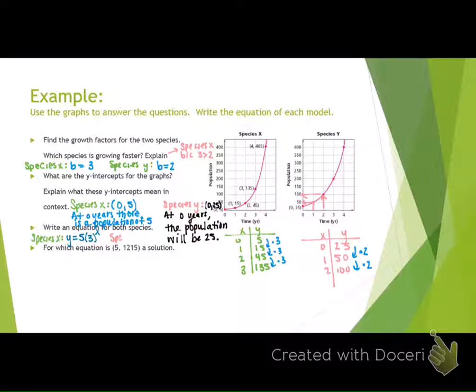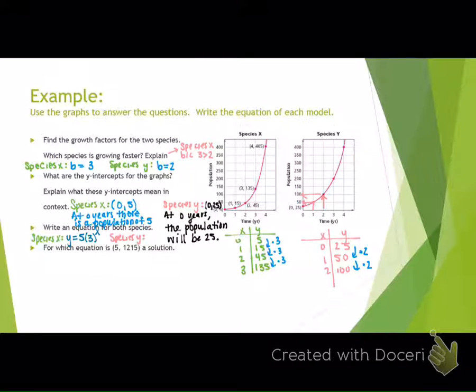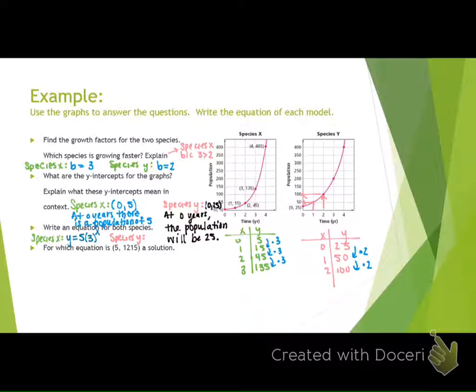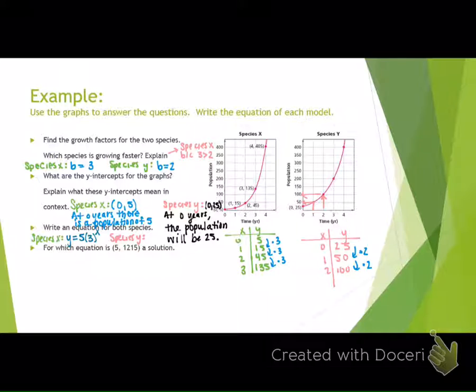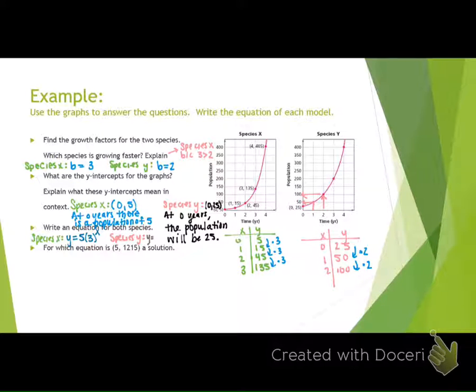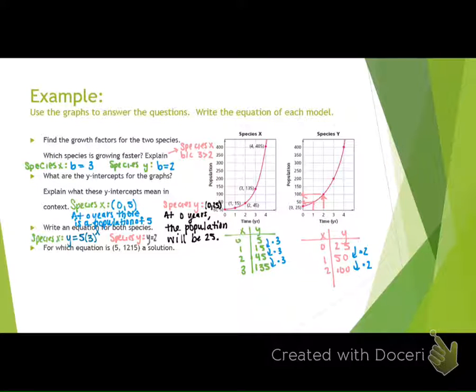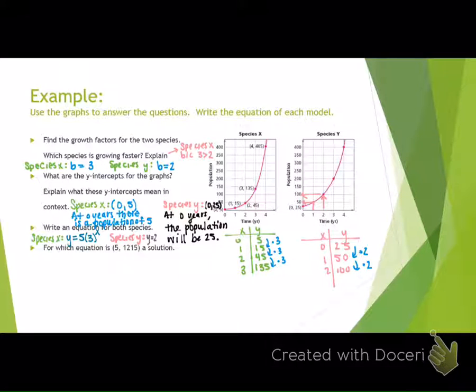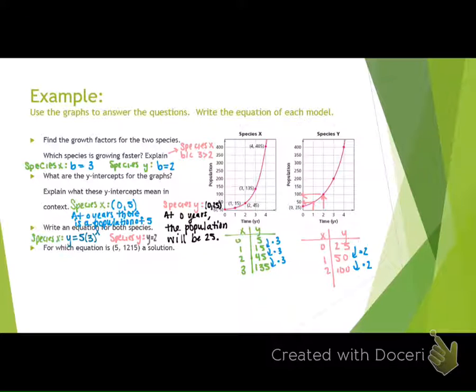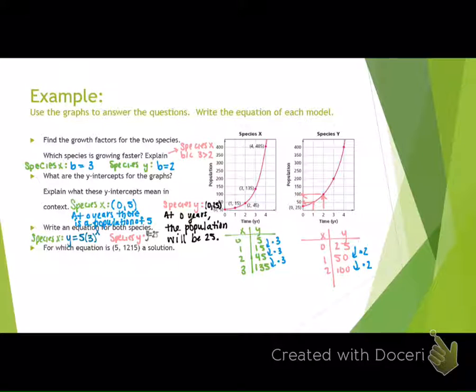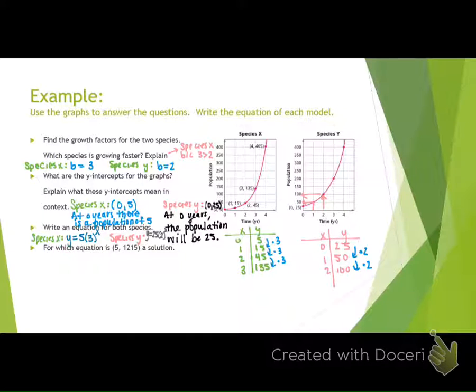Spencer, what's the equation for species Y? Be careful. 2 isn't right. A, the first number, is your y-intercept. So y equals 25, times what? That's your growth or decay factor. Good. X. Sorry, that's really scrunched in there, guys.